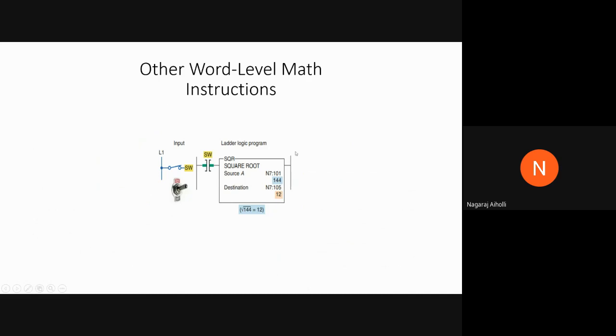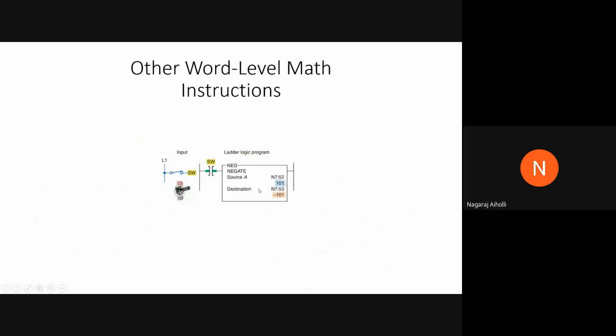Then other word level math instructions. The question may be asked on other word level math instructions, to explain the various word level math instructions of PLC. Then you will have to draw the block diagram, right? Explain it with the rung representation. So when the rung becomes true, what happens to the instruction? It gets activated, and what is the function performed by that block or that instruction?